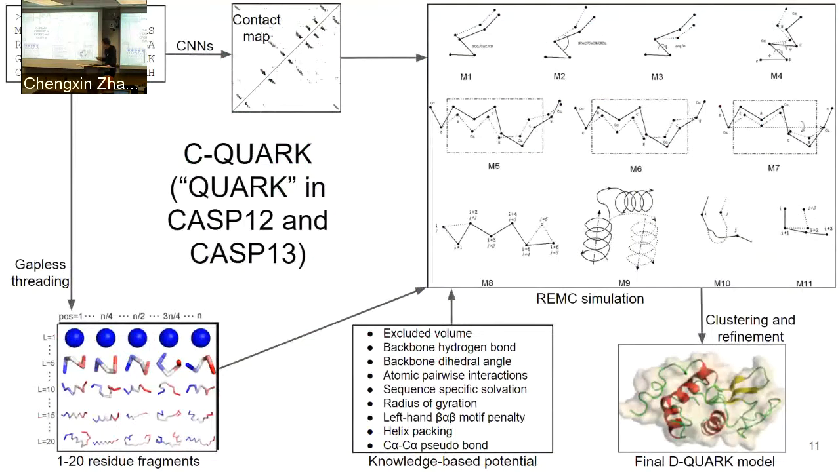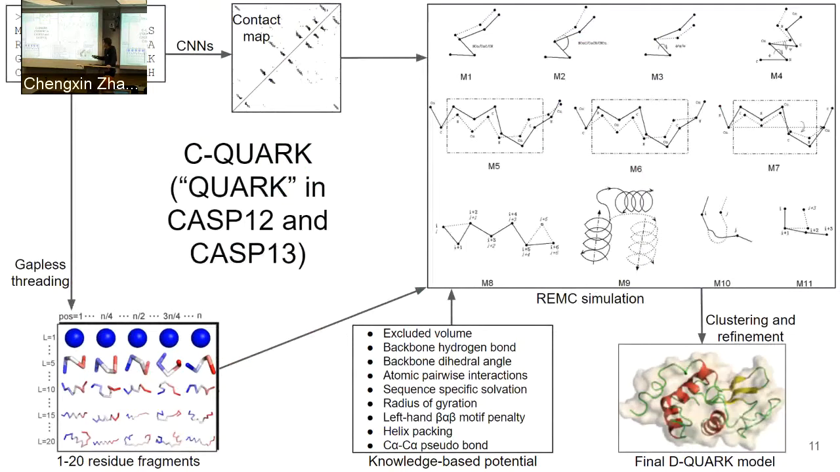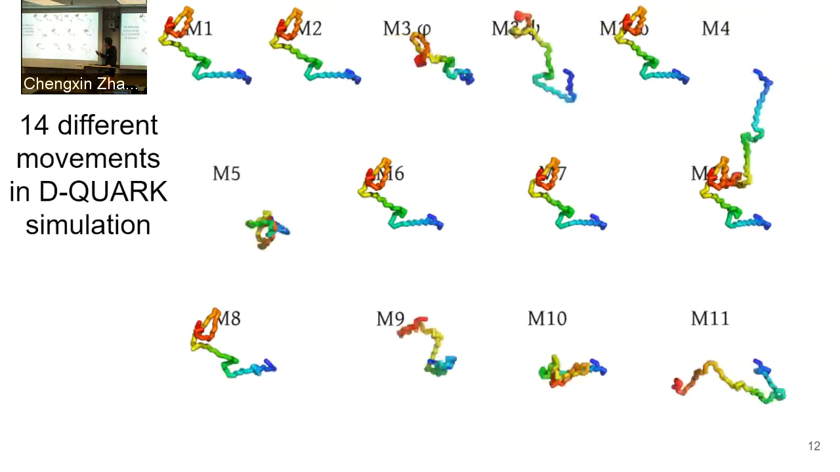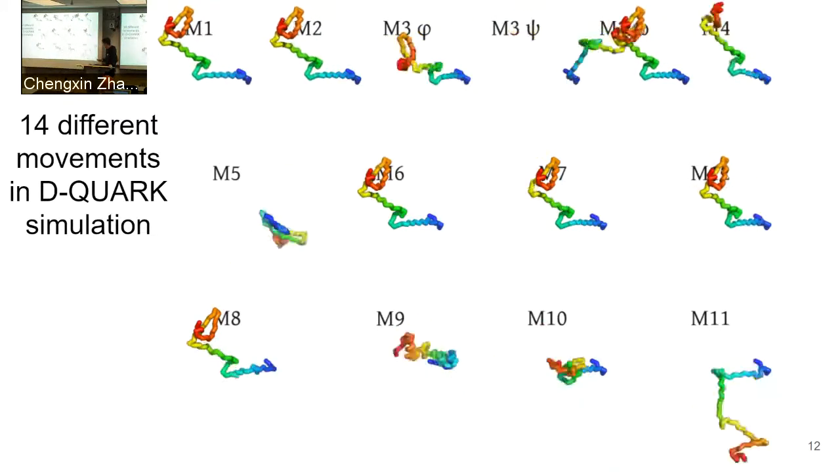This pipeline is called C-QUARK, where we use the convolutional neural network shown in this slide to predict the two-dimensional contact map. This contact map is used to guide a Monte Carlo simulation, which also includes other statistical energy terms to assemble short structure fragments into the full-length sequence. This Monte Carlo simulation has many different geometry operations. We also call them movements. With each movement, you either change a little bit of the structure or coherently rotate a large part of the structure.